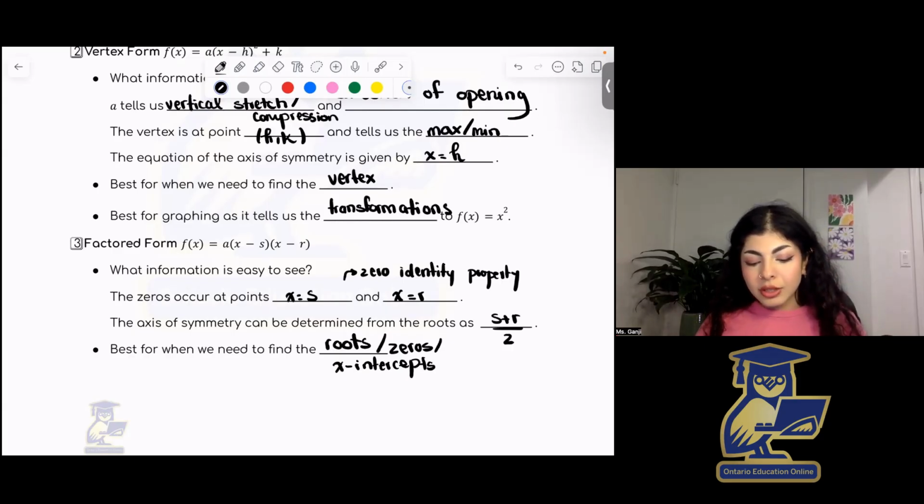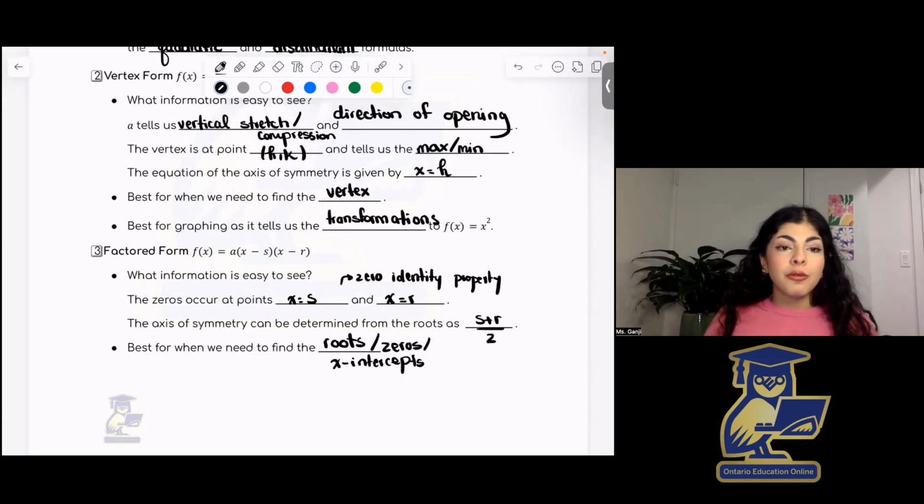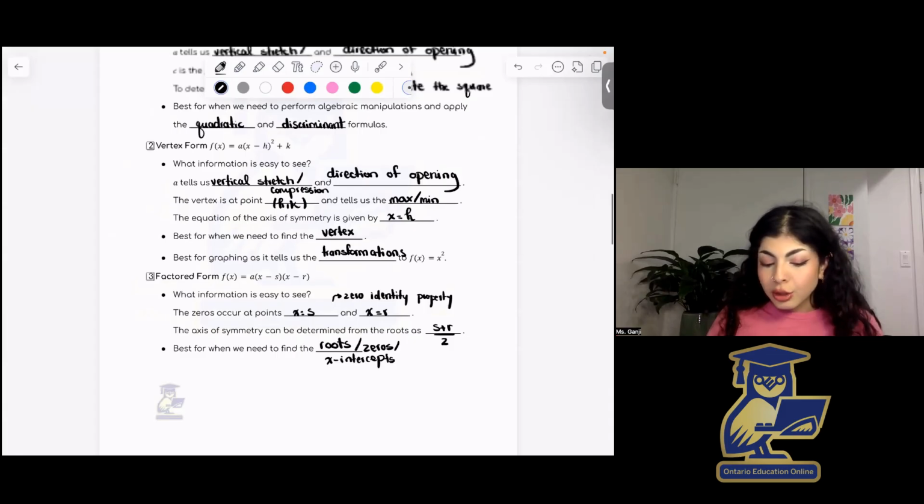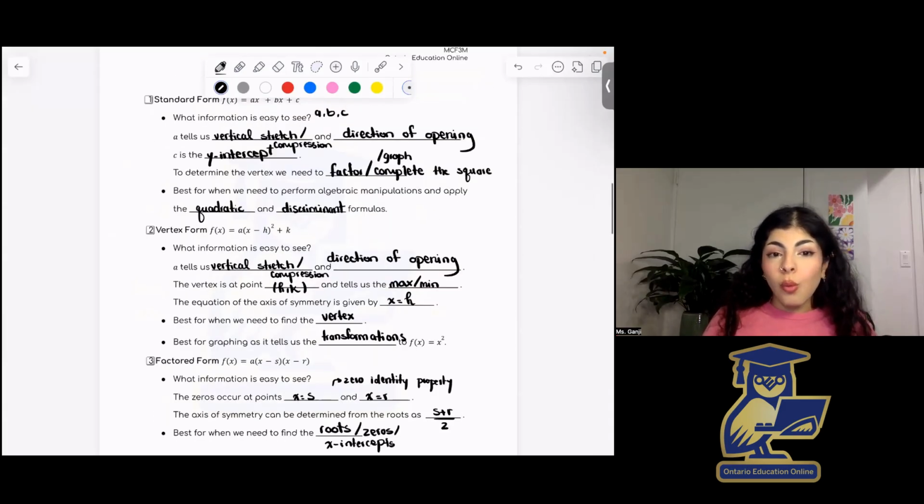Okay, so that's a little cheat sheet for all the forms of the quadratic function. So now you know when they're best used. So this is a great way, when you have word problems, to know which one should I start with, or which one do I have and which one do I need.